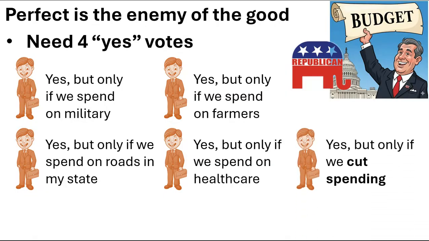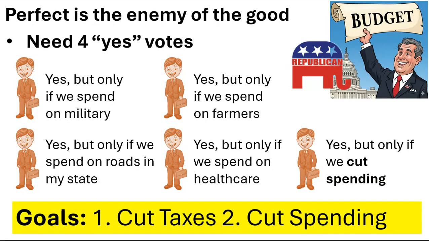And then you had another guy that said, I'll give you a vote, but we also have to cut spending. I say, yeah, cut taxes, and I say, yeah, cut spending. So in the end, they had to decide, what were they going to do? Could they create the perfect budget? Could they pass the perfect budget? No, they couldn't. They had two goals. Their perfect budget would cut taxes and cut spending. And if they tried to do both, they couldn't get enough votes. And if they don't get enough votes, you get no budget at all. Nothing happens. You don't cut taxes and you don't cut spending.